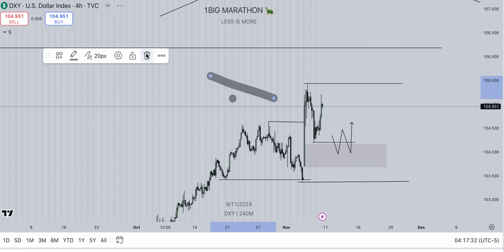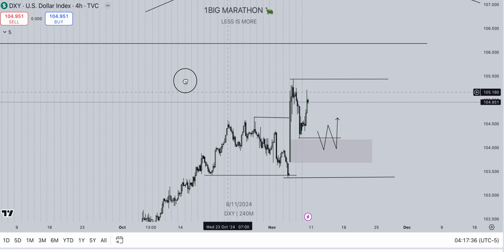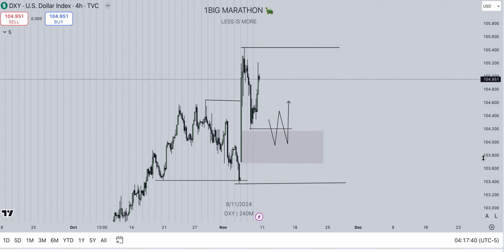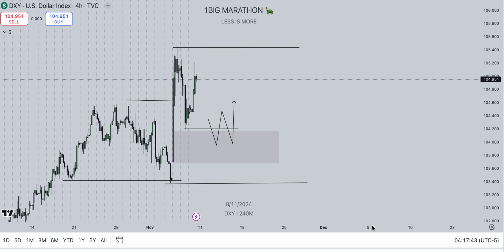We are trying to look at what the market will be giving us on the higher time frame, because this is a weekly forecast. This is like a weekly forecast. We're trying to see what we are expecting. So expect some small drops on DXY before we have that buy.